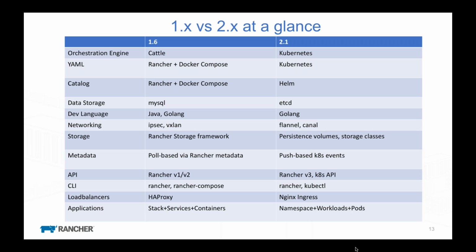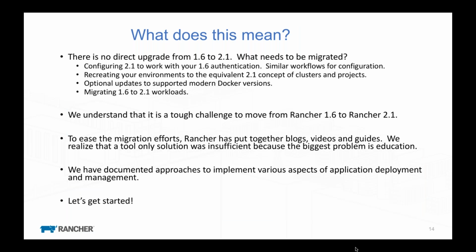And then from an application standpoint, these are really just constructs. In 1.6 we had the notion of stack, services, container. In 2.1 you get the notion of namespace and workloads. These are like replica set, stateful set. Again, projects, we'll go into more detail, and then the concept of pods, which is a little bit different in 2.1 as well. So what does this all mean?